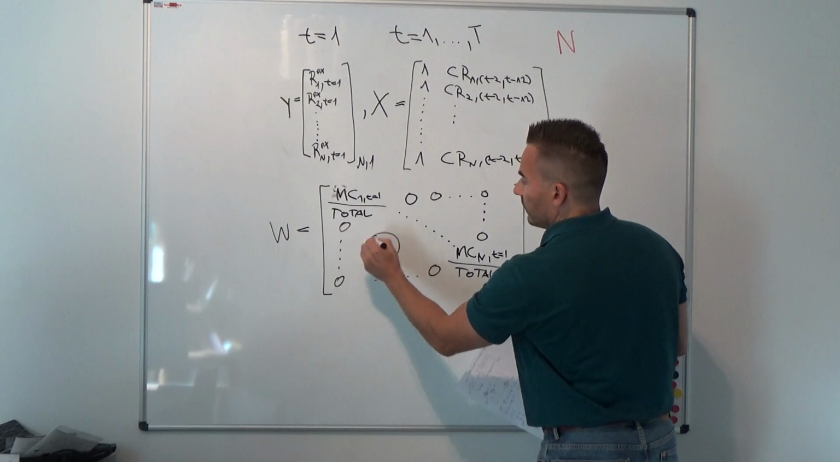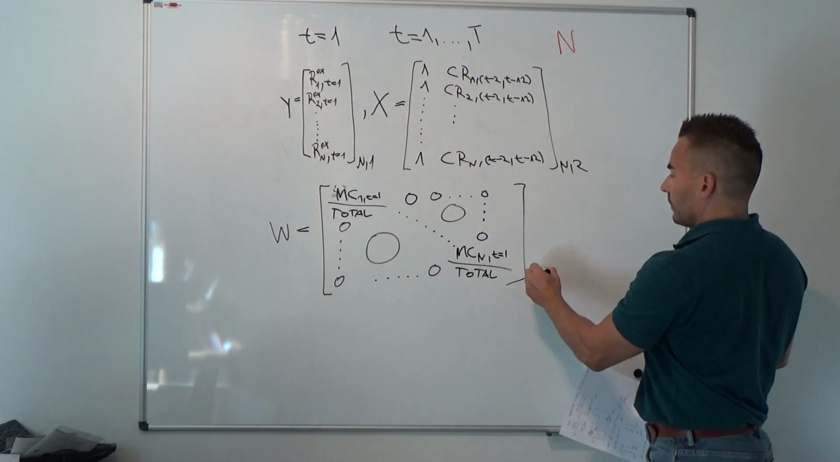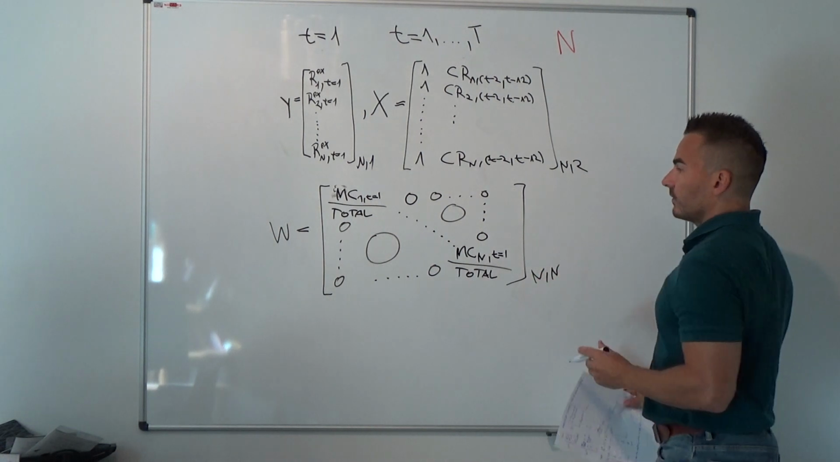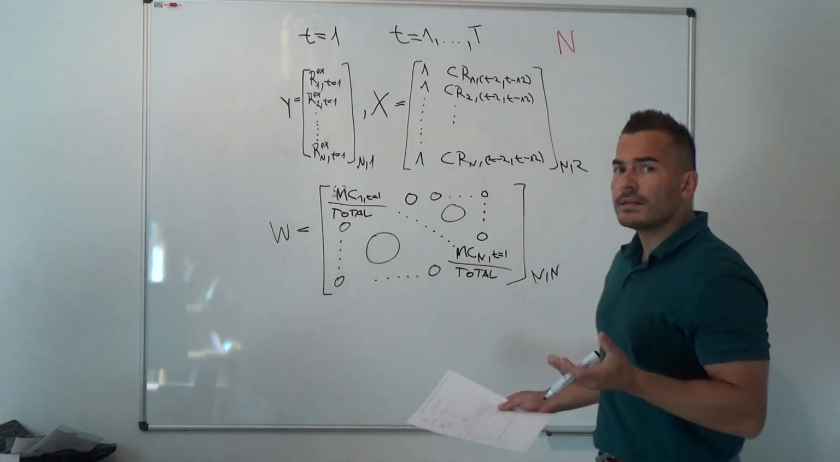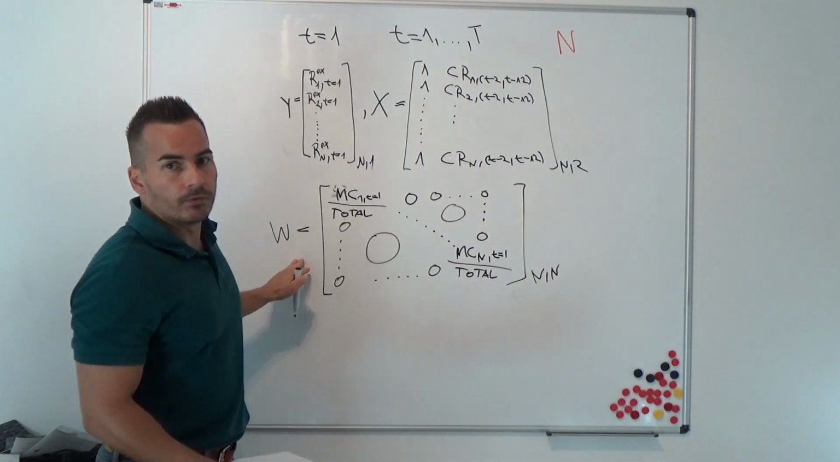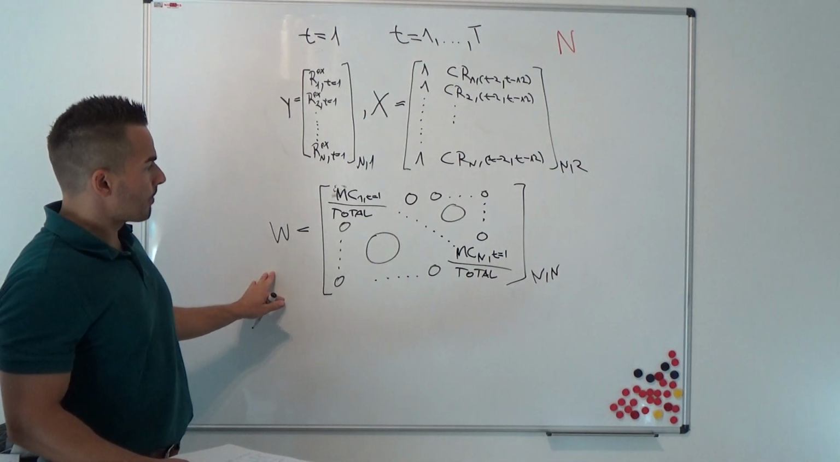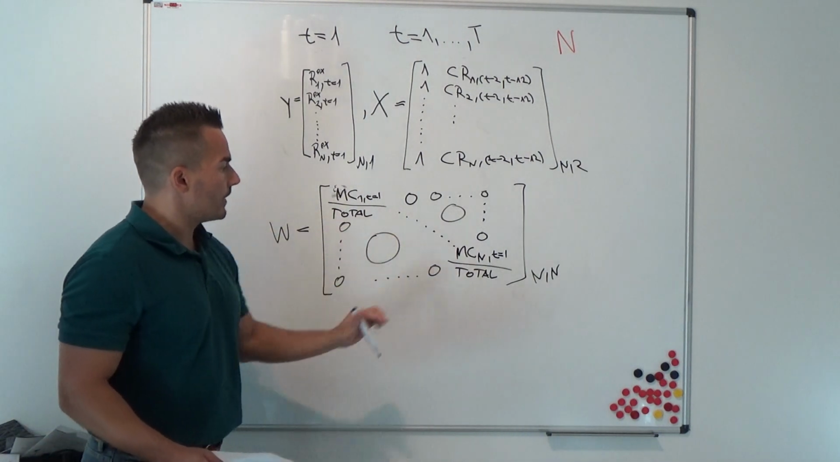Just write a big 0 here. Okay? So the matrix has a dimension n by n. That was the n by n matrix. And it's a weighting matrix. That's why obviously I denoted this matrix as W. Yeah? It's a weighting matrix where we have only elements on the main diagonal.